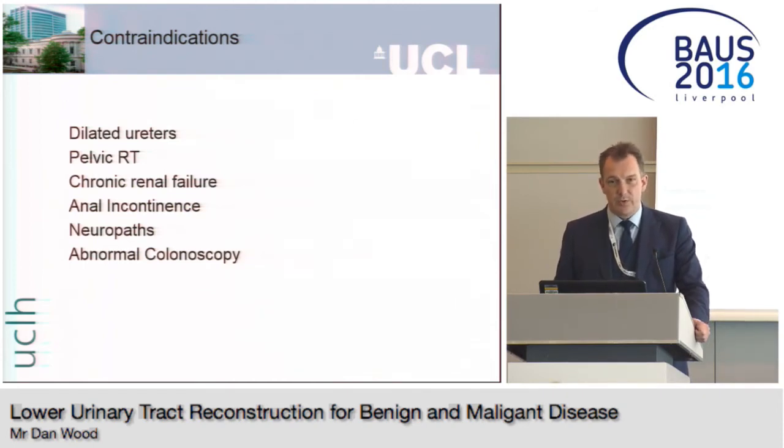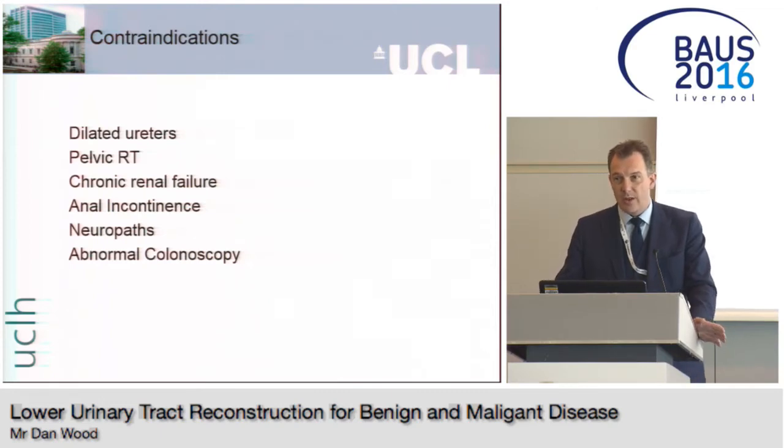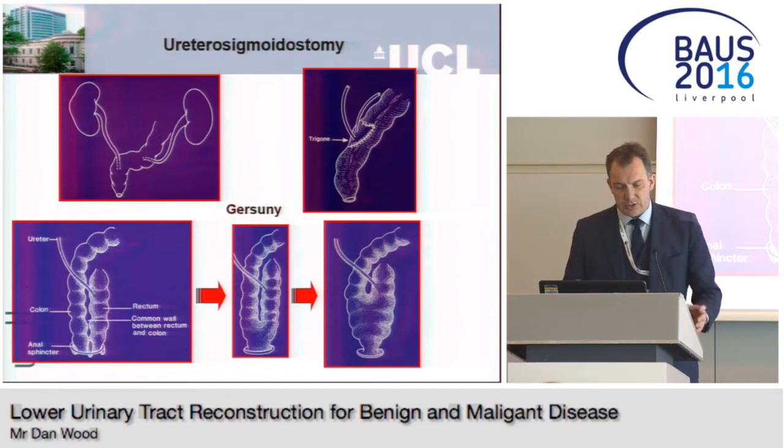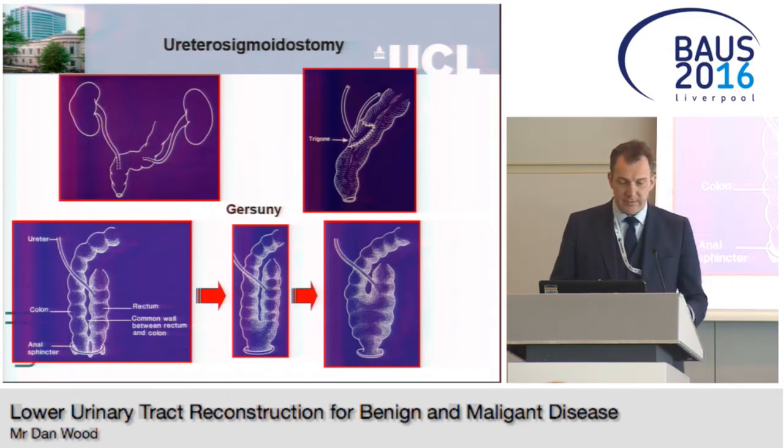It's not suitable for those with any form of anal incontinence, whether that's related to neuropathy or otherwise, because a dual stream effluent is extremely pungent and unpleasant, and so being incontinent with that is just not manageable. And if they have any kind of bowel abnormality or abnormal colonoscopy, they would be excluded. And so, just a couple of examples of how things have evolved.